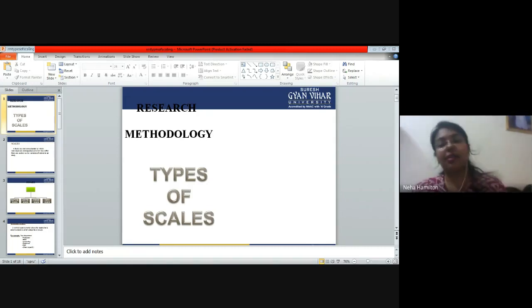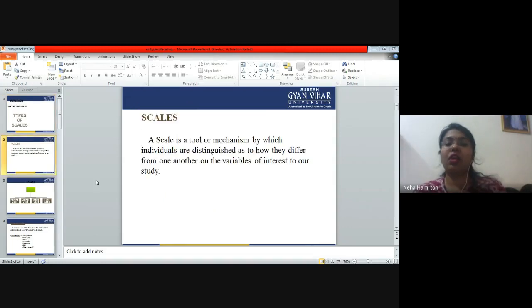The answer is that scales are basically used when you are filling up a questionnaire or a schedule. It becomes difficult for a researcher to understand what kind of scale to apply, because if you don't apply the right kind of scale, you are not going to get the right kind of results. So applying the right kind of scale is very important.